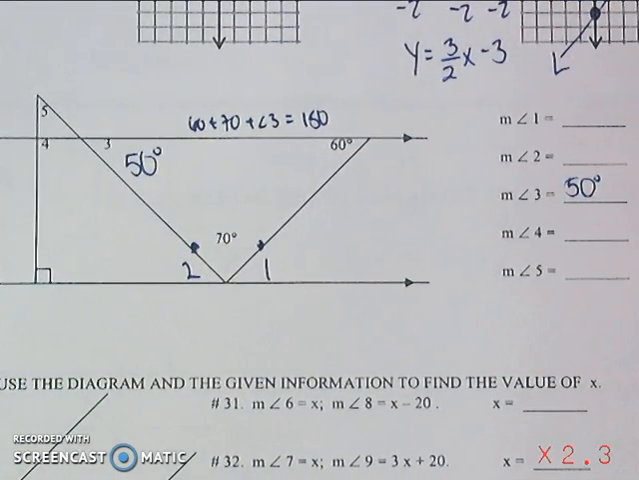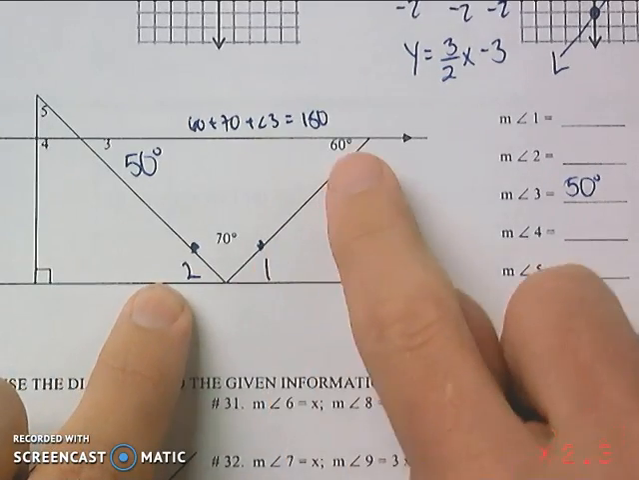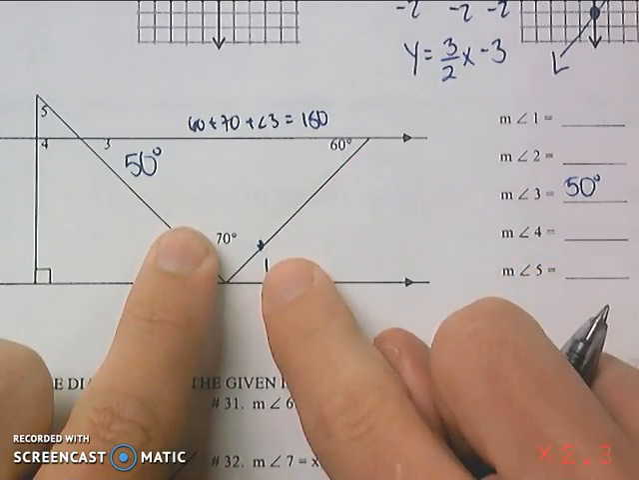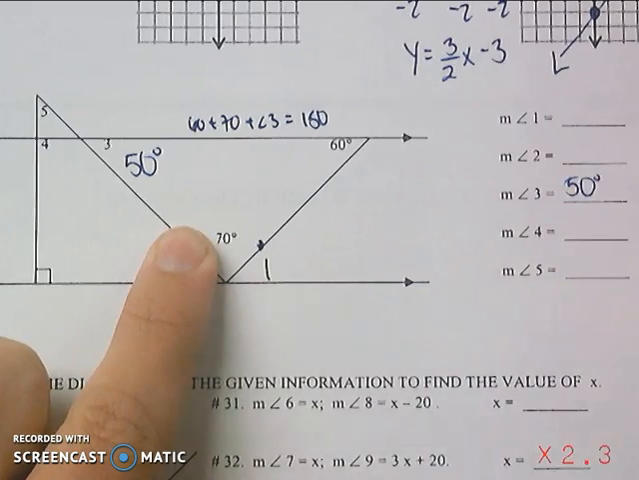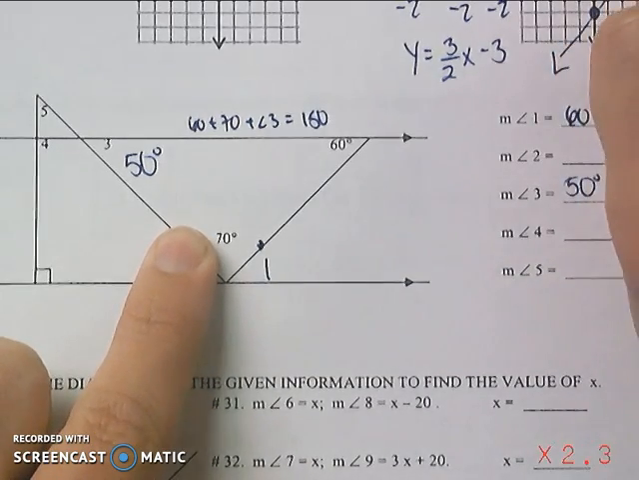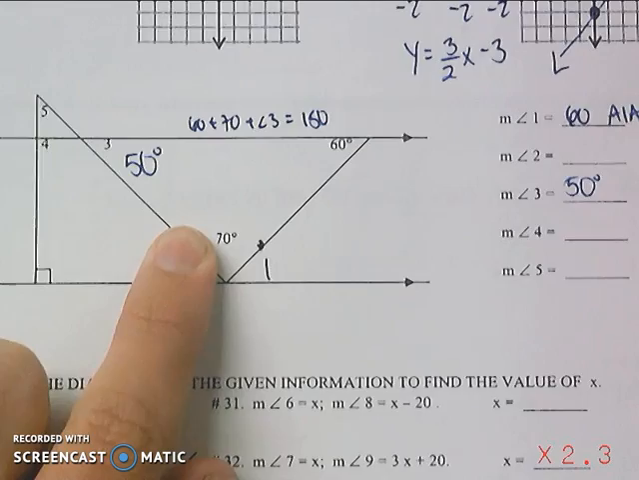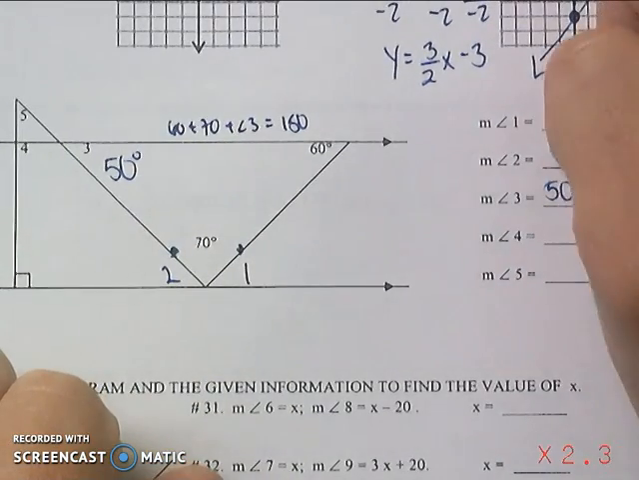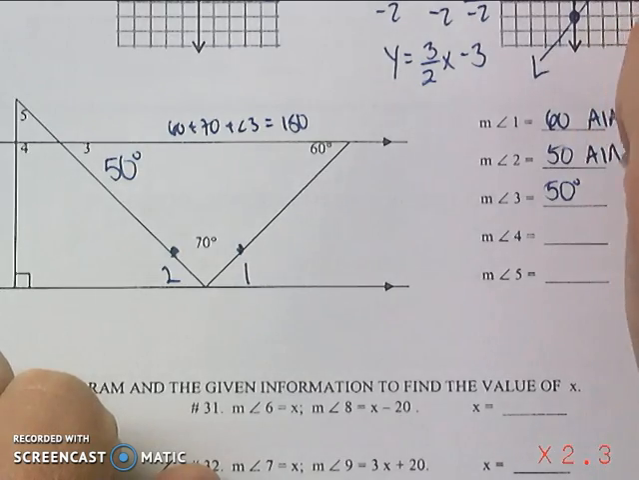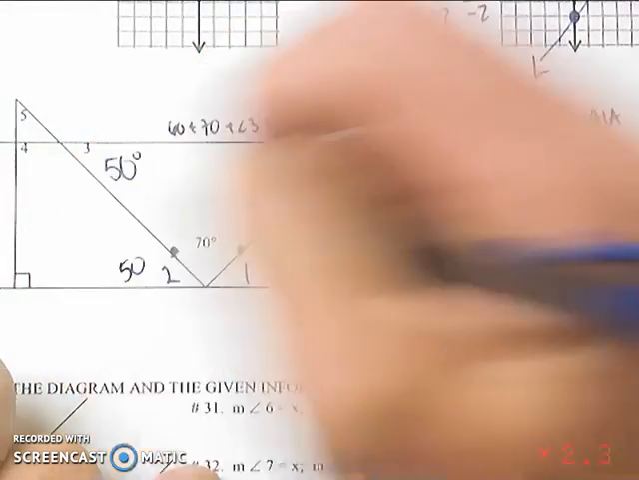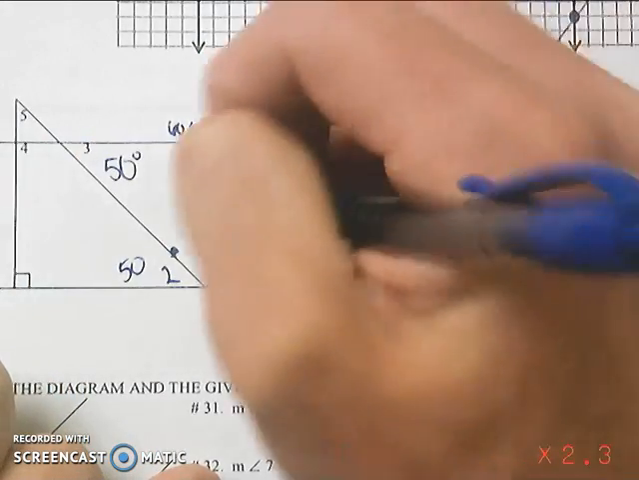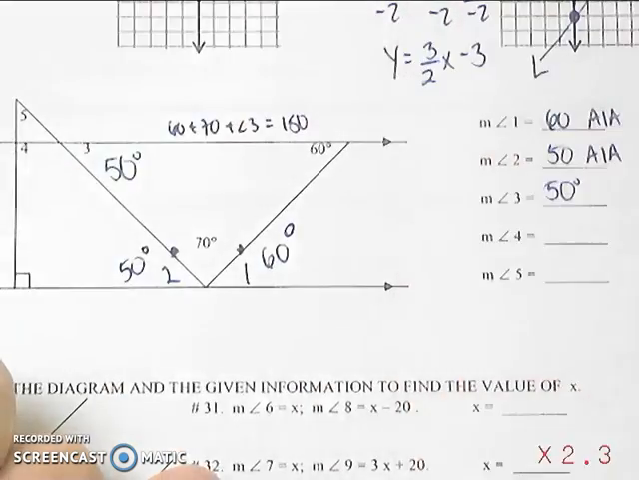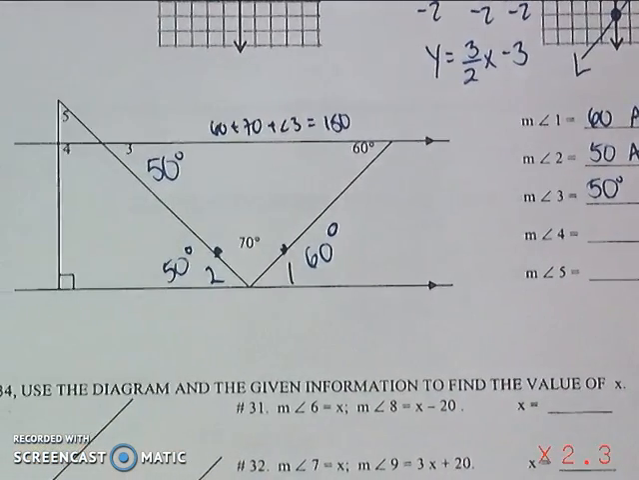Next, now that I know this, I can find angle 1 and 2. 60 and angle 1 are alternate interior angles, so that's by AIA. Okay? And angle 2 and 50 are also alternate interior angles. So that's how I know those two measures. Okay, so carrying on, we can shift over here.